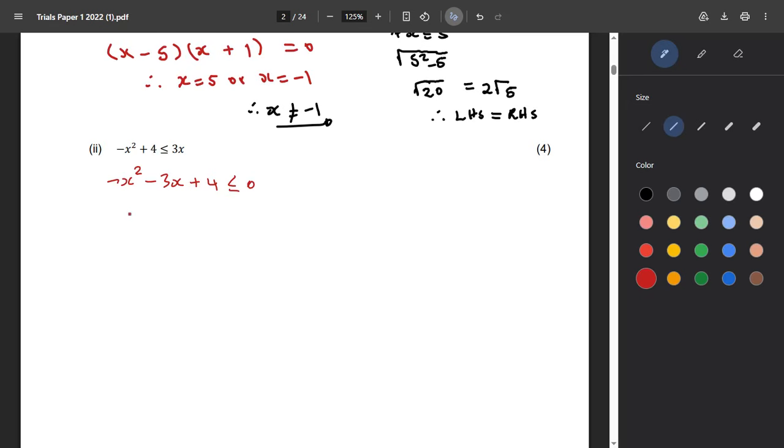Then from there, that's when you can make sure that the value of a is positive. You see, I have minus x squared. I need to put it in the correct form. So change the sign of every term, meaning we're going to divide every term by negative.